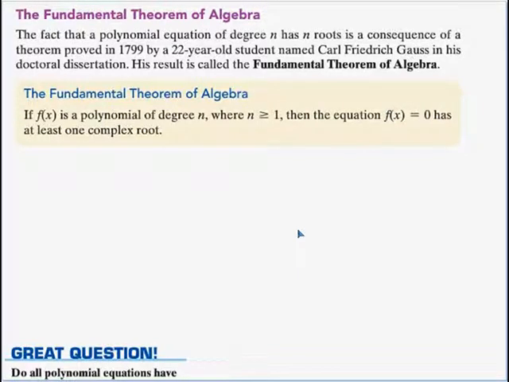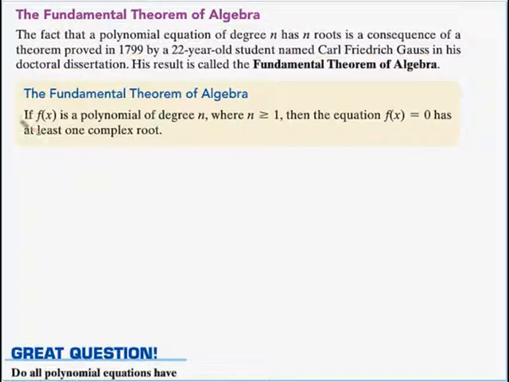Alright, it's time to finish up section 3.4, zeros of polynomial functions. And we're going to start today with the fundamental theorem of algebra, the FTA. The fact that a polynomial equation of degree n has n roots is a consequence of a theorem proved in 1799 by a 22-year-old student named Carl Friedrich Gauss in his doctoral dissertation. The result of this is the fundamental theorem of algebra.